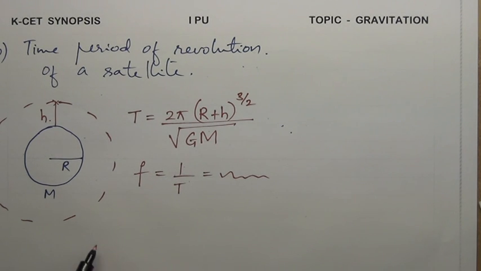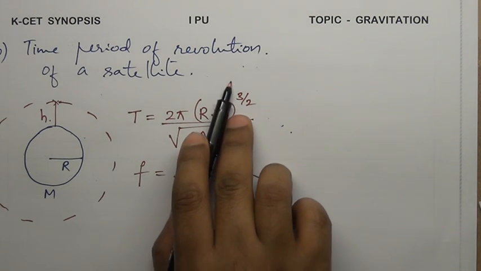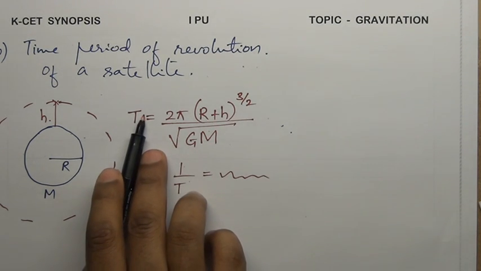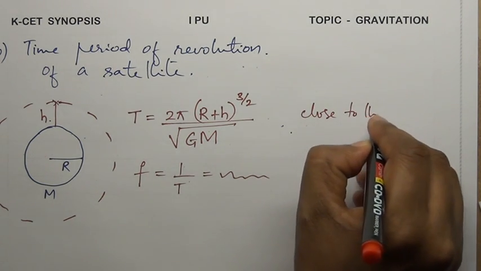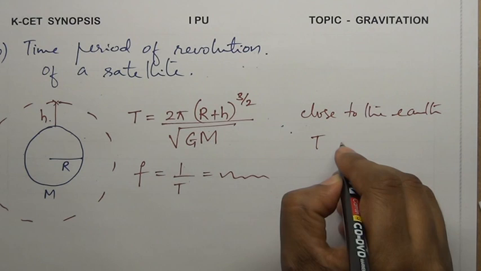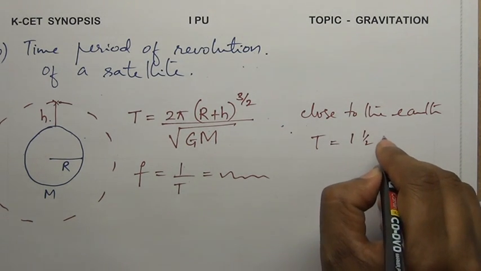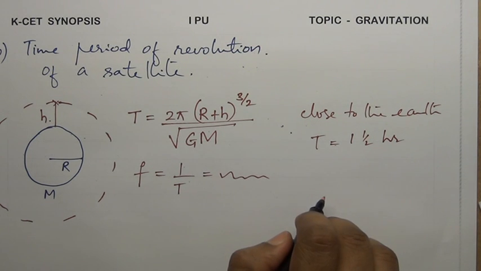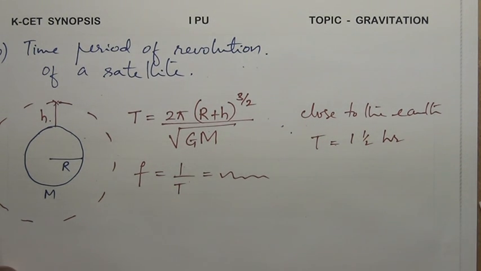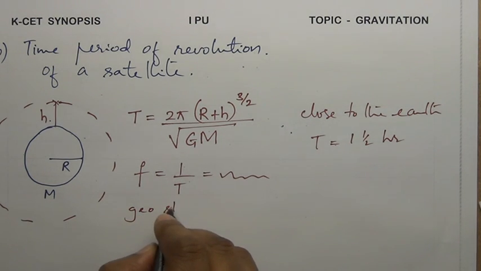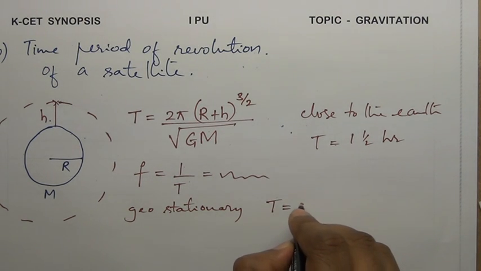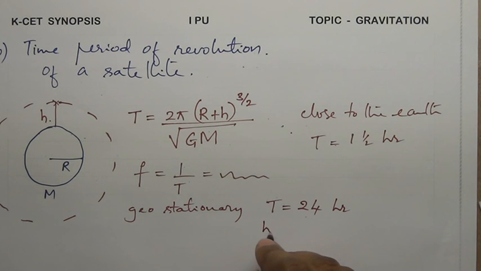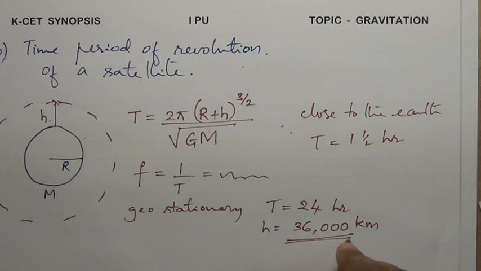Okay, it doesn't matter. And also observe, as h increases, time period of revolution increases, and very close to the Earth, time period of revolution is about 1.5 hours. And for a geostationary satellite, time period of revolution is 24 hours, and height is about 36,000 kilometer. Okay.